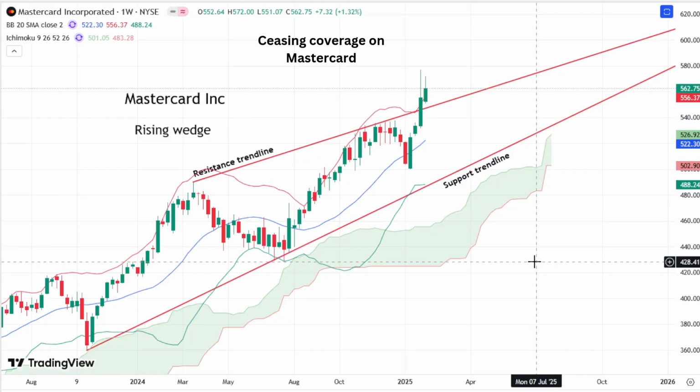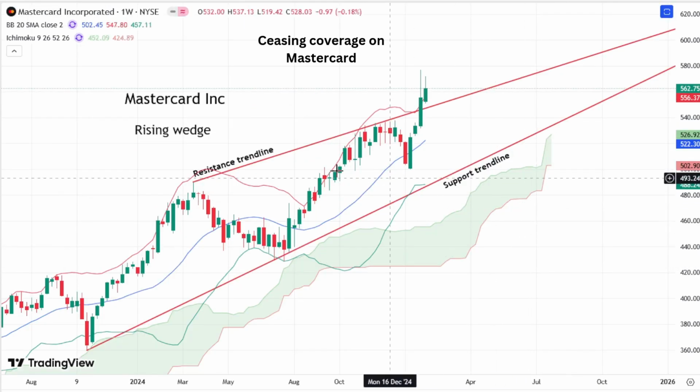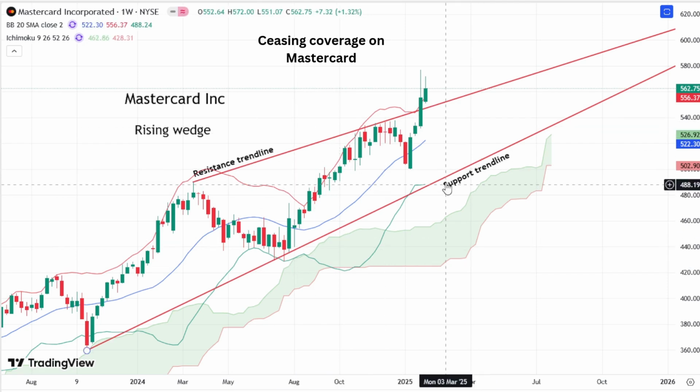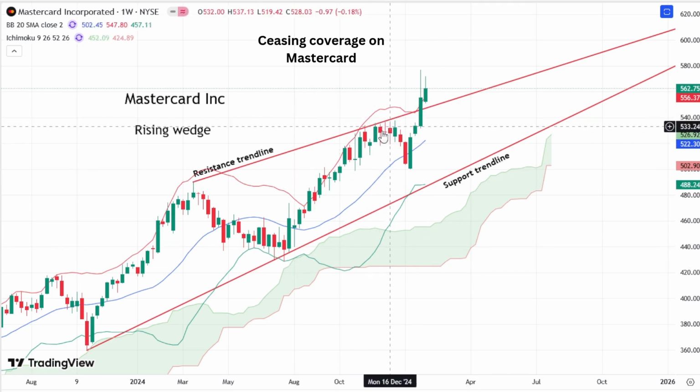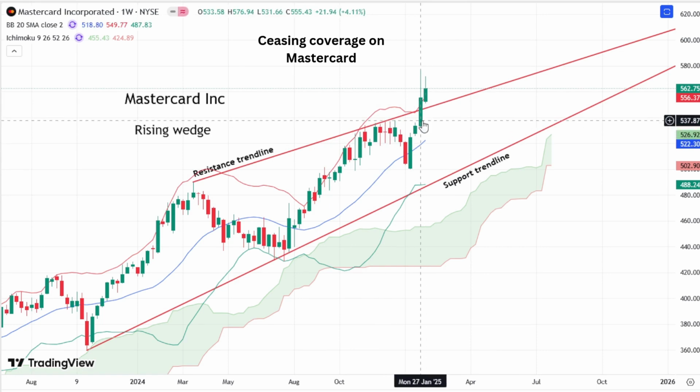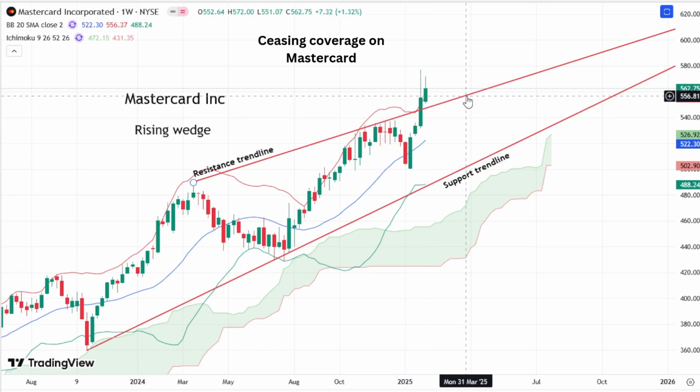Mastercard went the same way as Meta Platforms. Initially, it was forming a rising wedge. After getting rejection, it was going smoothly, but then the rally over here in the week that ended on the 27th of January broke above the resistance trendline, therefore invalidating Mastercard's bearish potential. I will now cease coverage on Mastercard.